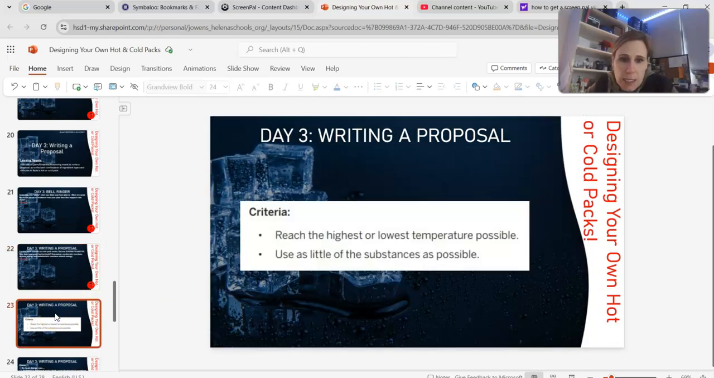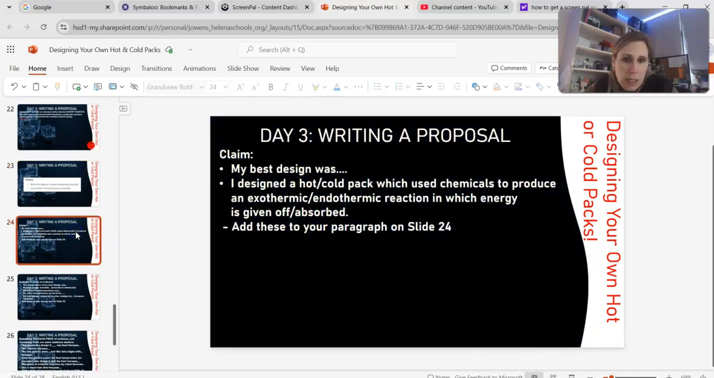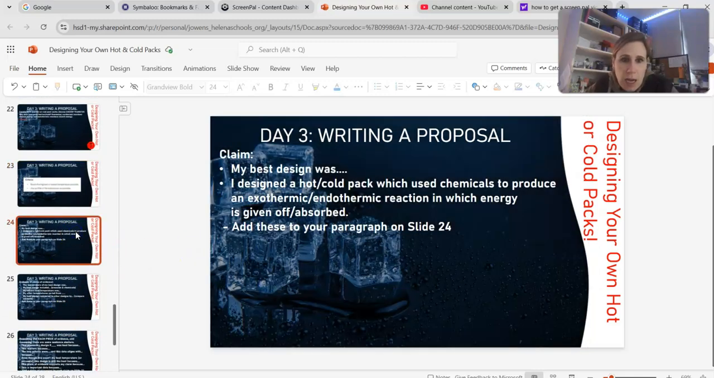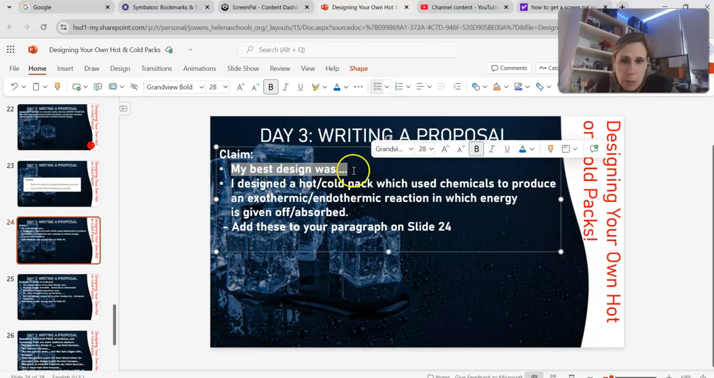Okay, so for your proposal today, your criteria again was either to reach the highest or lowest temperature possible, so hot pack high, cold pack low, and then use as little substance as possible. Okay, on slide 24. You are going to start by writing your claim, framing it out with the information on slide 24. So my best design was, you're going to tell me either 1, 2, 3, 4, or 5. I designed a hot or cold pack, which used chemicals to produce an exothermic reaction in which energy is given off or absorbed. And then add these to your paragraph on slide 24.